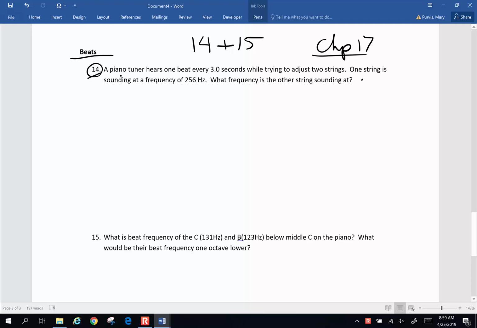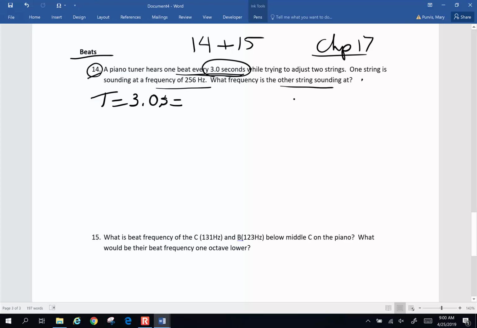Here goes. A piano tuner hears a frequency of 1 beat every 3 seconds while trying to adjust 2 strings. One string is sounding at a frequency of 256 hertz. What frequency is the other string sounding at? Here's what we know. If the beat is heard every 3 seconds, take a look at that number, 3 seconds. If you hear something every 3 seconds, is that a period or a frequency? Well, that's a period because we know from the units the period is 3 seconds.